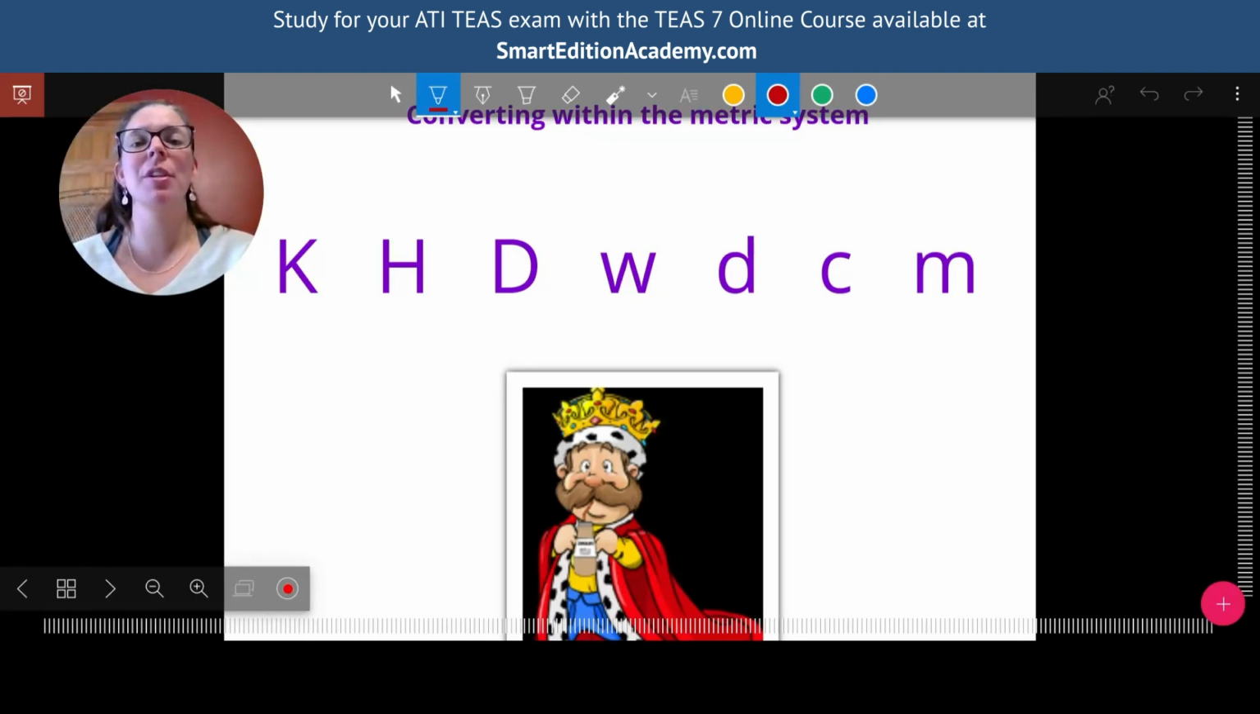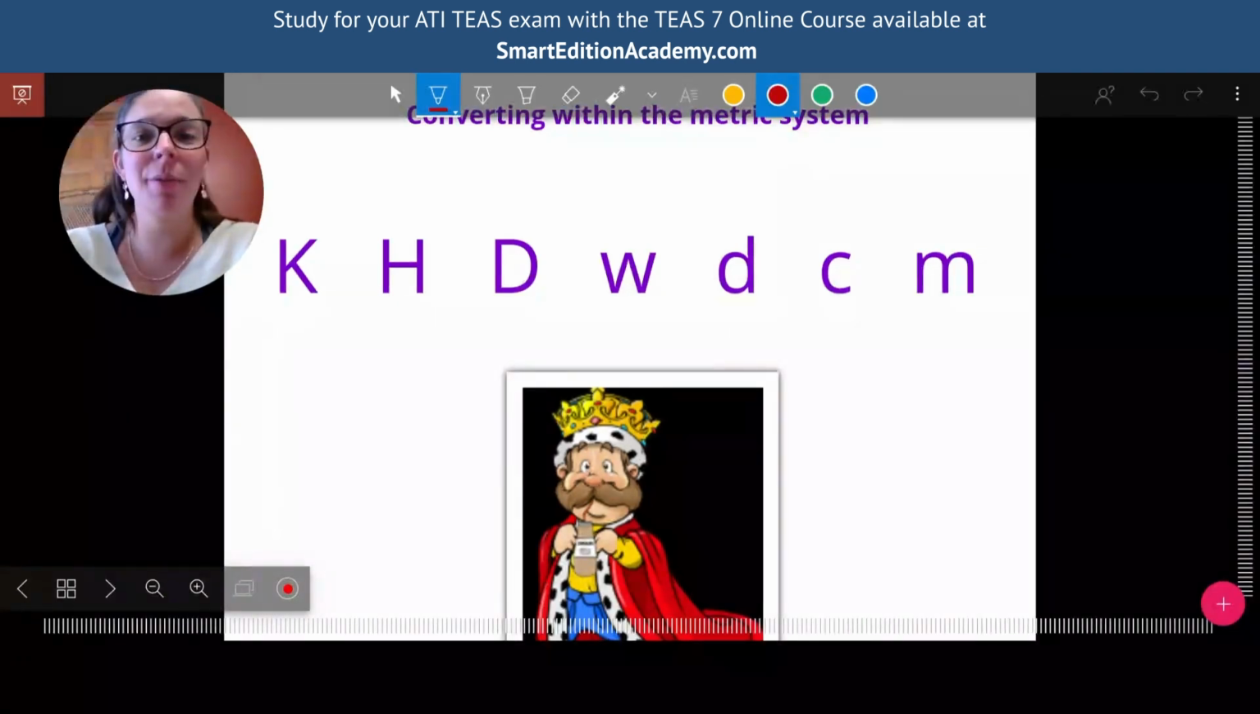Converting within the metric system is very important. So this is just another strategy to help. What this stands for is the mnemonic, King Henry died while drinking chocolate milk. You see the picture down there. That's what that goofy little picture is representing. King Henry died while drinking chocolate milk. So why those letters?